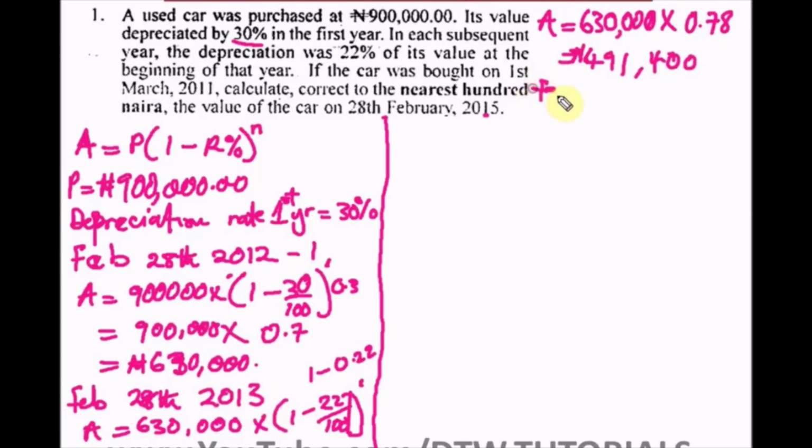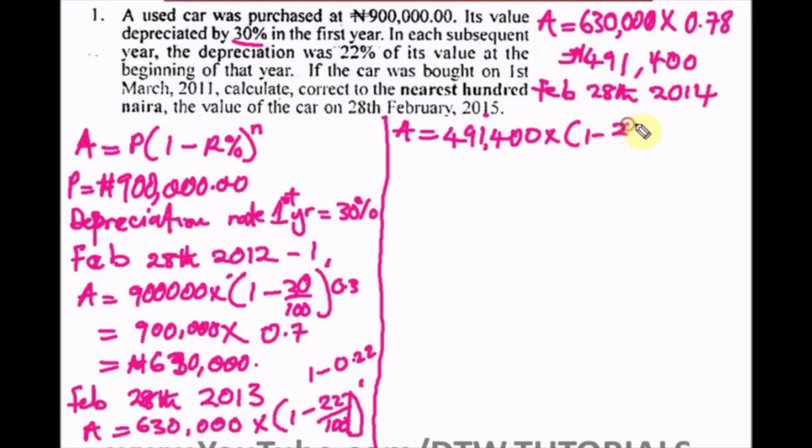So let's find for the year 2014. That's February 28th, 2014. All right, so we have here amount will be equal to, using our same formula, our principal here will be 491,400. We always have to use the principal of the previous year. That's why we're using this of 2013. All right, so we have 491,400 times bracket, that will be 1 minus still 22 over 100, because the question says in each subsequent year the depreciation was 22%. So we're going to use the 22% depreciation till we get to 2015, after we've applied the first year of 30% according to our question.